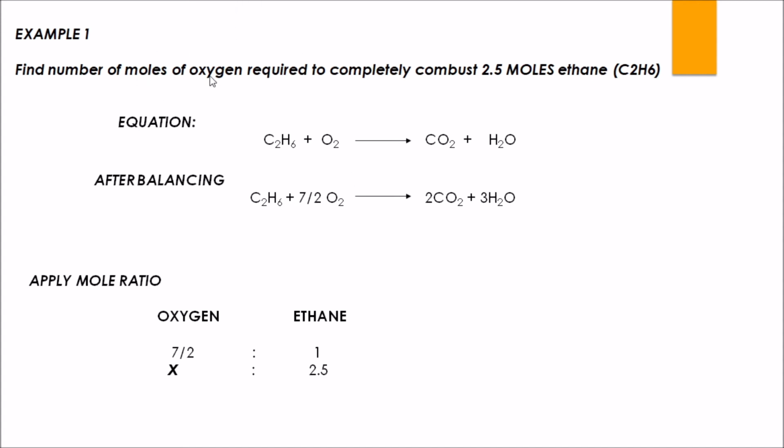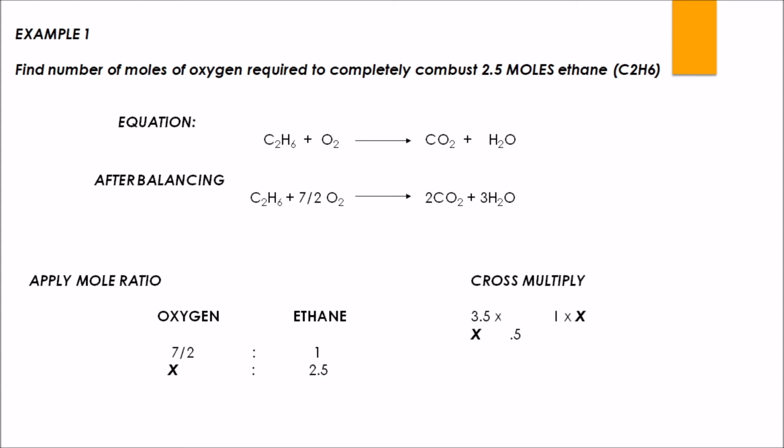And the moles of oxygen are required, so we write X for that. We have to find out the moles of oxygen, so that is X. And how many ethane moles are there? We have 2.5 moles of ethane provided in our question, so we put 2.5 over here. Okay, the first thing is going to be from the equation, and the second thing is going to be from your question. Okay, remember.